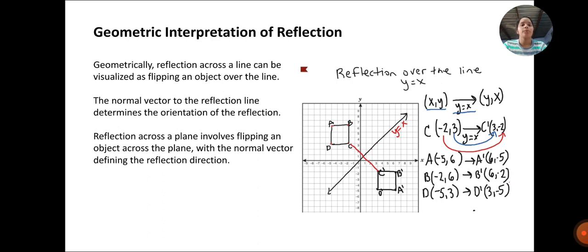Geometric interpretation of reflection. Geometrically, reflection across a line can be visualized as flipping an object over the line. The normal vector to the reflection line determines the orientation of the reflection. Reflection across a plane involves flipping an object across the plane, with a normal vector defining the reflection direction.